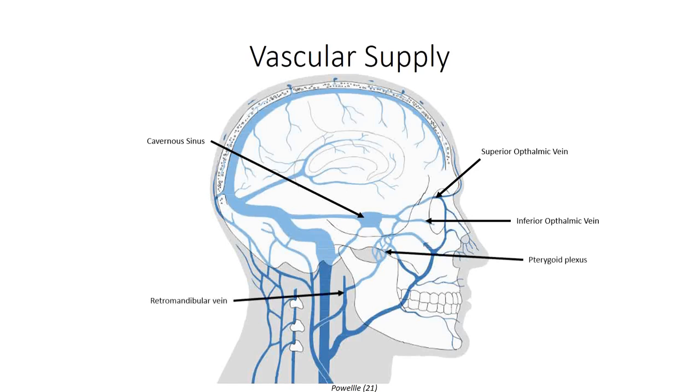Blood can also collect inferiorly into the pterygoid plexus, which ultimately drains into the retromandibular vein. Blood can also course anteriorly, ultimately draining into the facial vein.